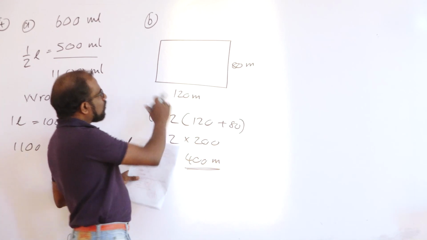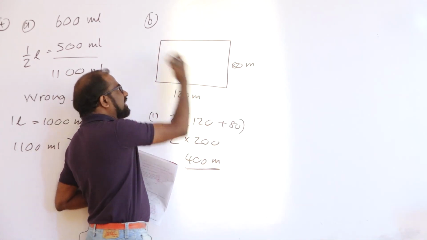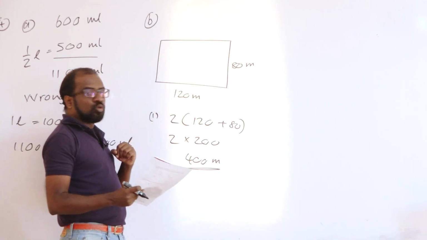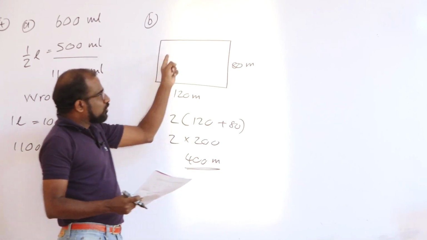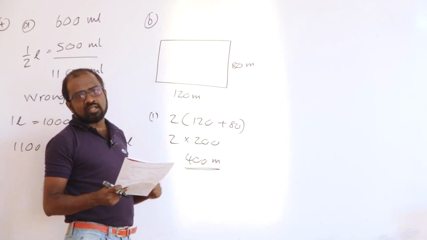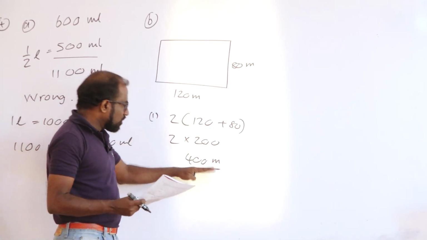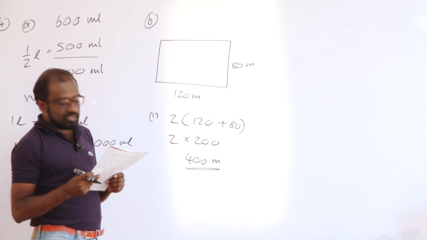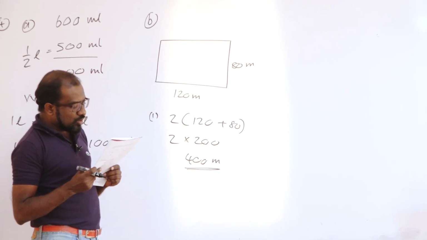You can make 120, 120, 80, 80. Add them: 120 multiplied by 2, 80 multiplied by 2, and add. Somehow, if you got the answer, we give marks. Sir, standard method, right? Next one.